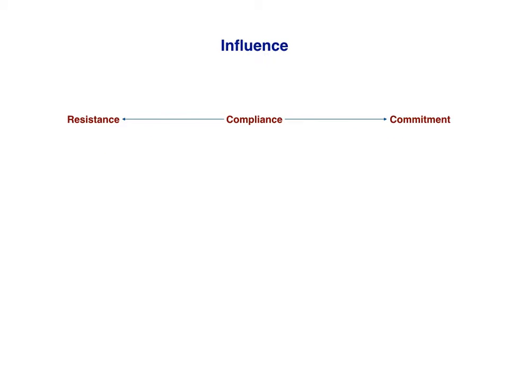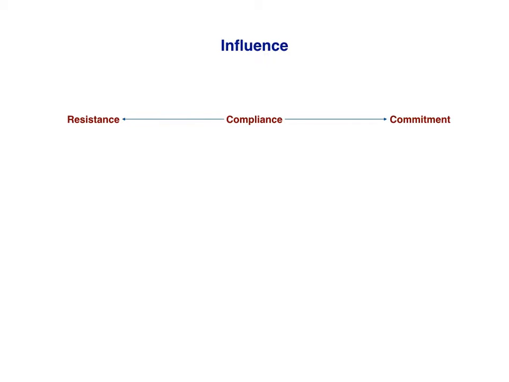Leaders use their power to influence or persuade others. The degree of influence falls along a continuum from resistance to commitment, with compliance at the midpoint. Compliance is doing what the leader wants you to do, but no more, the minimal amount you can do to stay out of trouble. Commitment is full buy-in to the leader's goals and your willingness to do whatever it takes to help the leader achieve the goals.